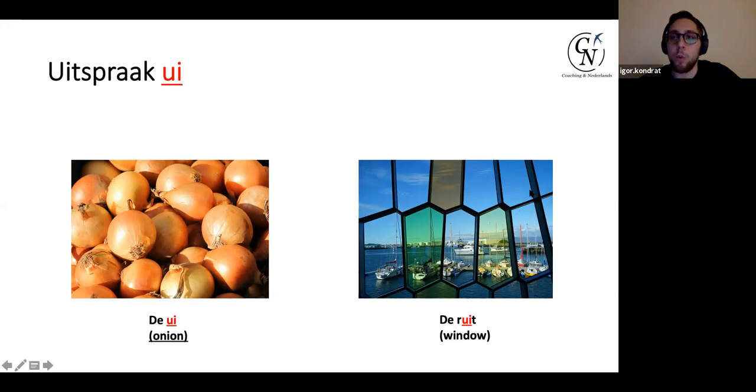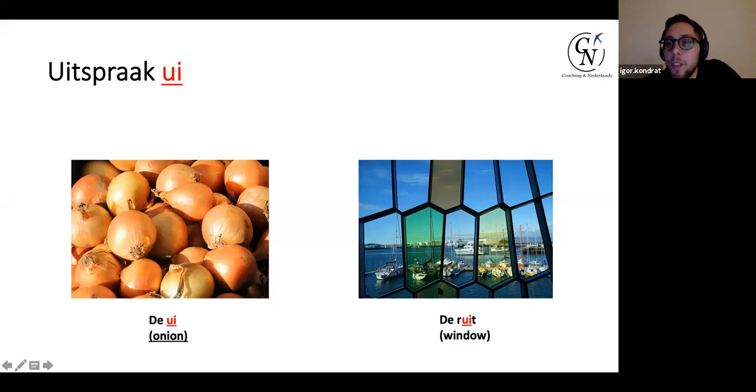Ui, ui. You make a trumpet from your lips. Ui. It's like ui. Something like that. Ik eet ui. Or ui is lekker. Ik koop ui. I buy onion. Yeah, this one is really hard, so you need to practice a lot to have the ui.